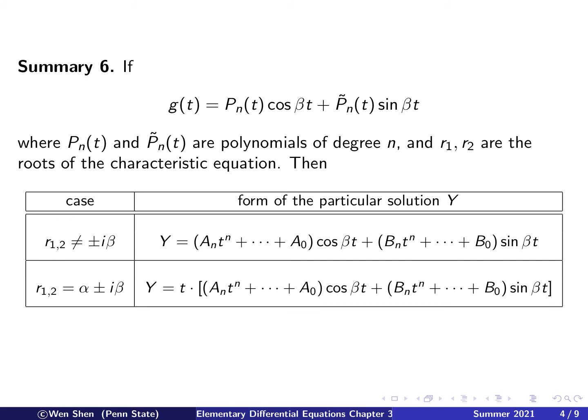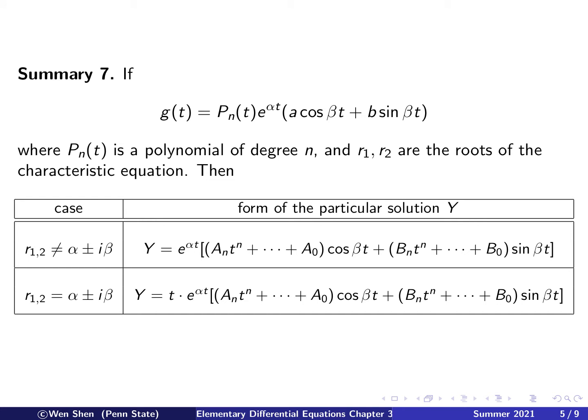And then, of course, there's the other case. The next case is where this form will not work. That is, the roots of the characteristic equation are exactly plus minus i beta. Then we know this form will not work, because the term a naught cosine beta t and the term b naught sine beta t are solutions for the homogeneous equation. So it won't work. In this case, we have the standard trick. We take this form that would fail and just multiply it by t. And that new form will always work.